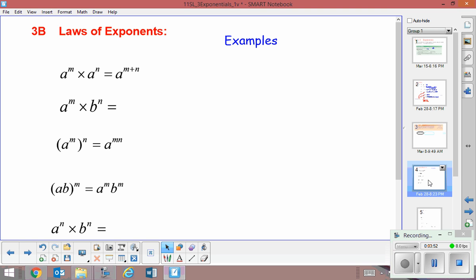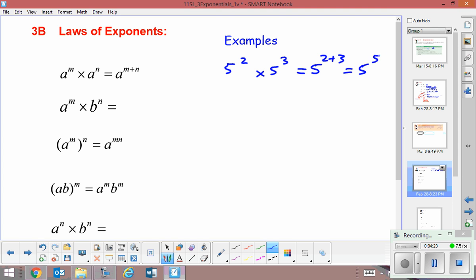What I want us to do is go through these with number examples. So remember, a to the m times a to the n is a to the m plus n. If I picked 5 to the 2 times 5 to the 3, the bases are the same. So we've got 5 to the 2 plus 3, which is 5 to the 5th, which is a big number. Quick, calculator, work it out. Let me know when you've got an answer.